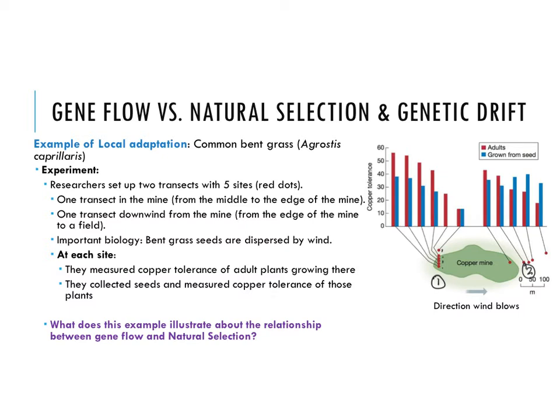And so an important piece of biology to know about bent grass is that the seeds of bent grass are dispersed by wind. All right, so what they did is at each of these 10 sites, they measured the copper tolerance of the adult plants growing there, and they collected seeds and measured the copper tolerance of those seeds. All right, so this example is really trying to illustrate the relationship between gene flow and natural selection. And you're going to get a series of multiple choice questions that kind of guide you through this graph and help you draw some conclusions. Good luck.